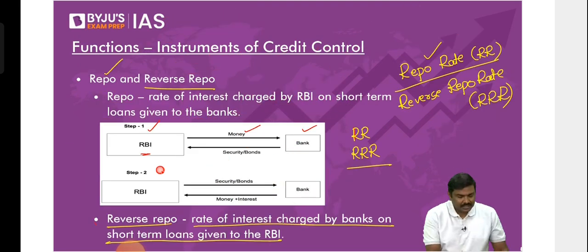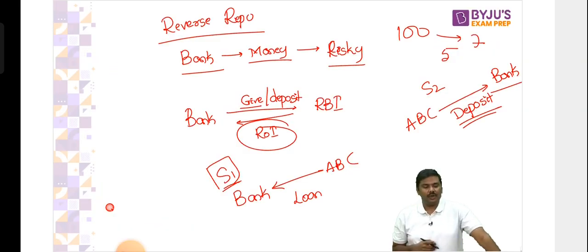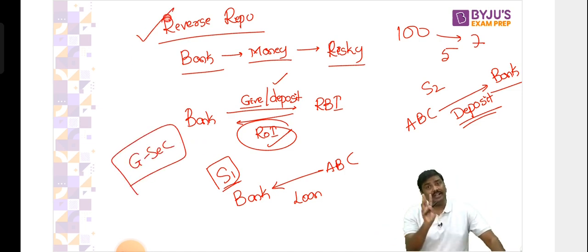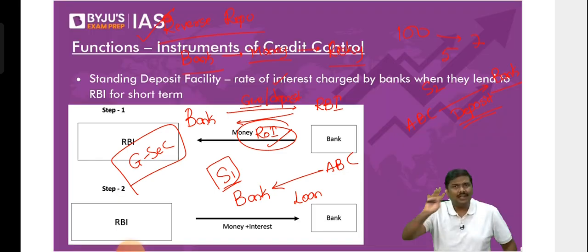Whereas in the reverse repo rate, in fact, I've given you an example here also. Is a G security involved in the reverse repo rate? Yes, a G security is involved in the reverse repo rate. That is one very, very important difference. Don't say that both are one and the same. One of the very important differences is that collateral is not given under the standing deposit facility.